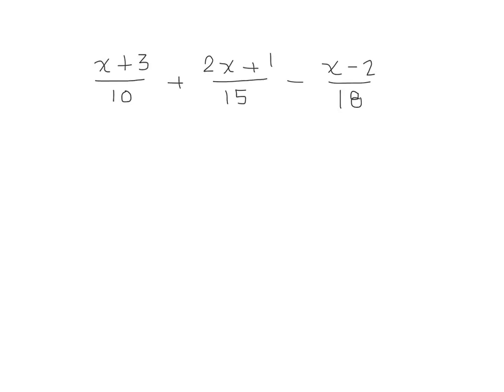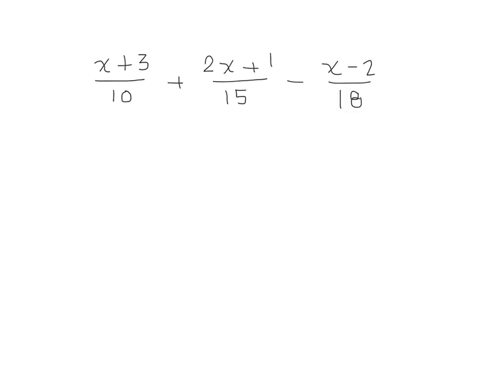As we continue on in Lesson 4.3 with our adding and subtracting of rational expressions, they can become a bit trickier when we have variables like we do in this example, but we start in the very same way. We look at our denominators 10, 15, and 18, and we ask ourselves, what is the least common denominator? What is the smallest number that all of those numbers divide evenly into?